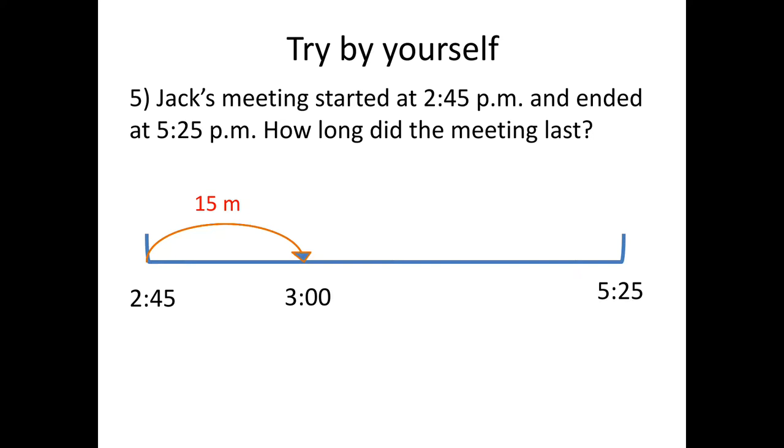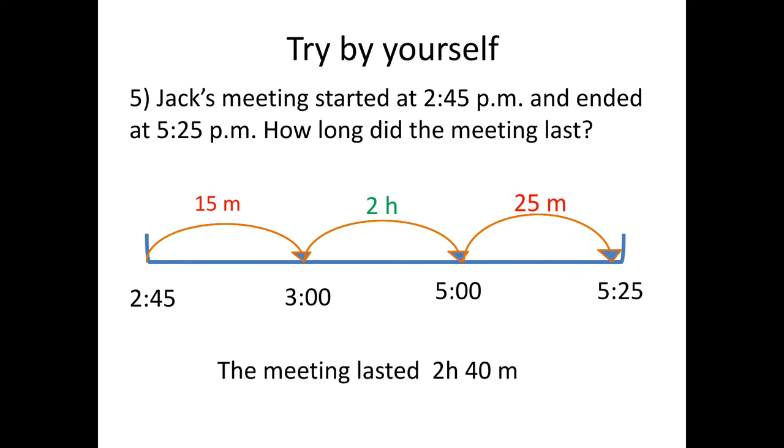Now, what about the next jump? In the next jump, I will jump all the hours needed. I need to jump from 3 till 5 because the end time is 5:25. Now, from 3 to 5, what did I do? I jumped 2 hours. Now, the part that's left over, from 5 till 5:25, I have 25 minutes. Now, what is your elapsed time? It's going to be 2 hours, 40 minutes.